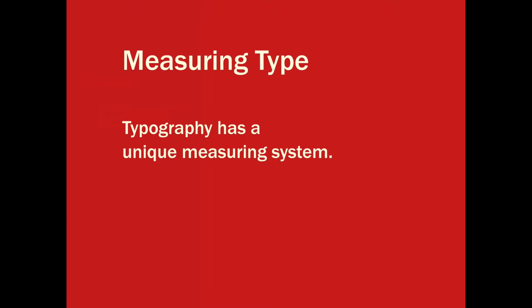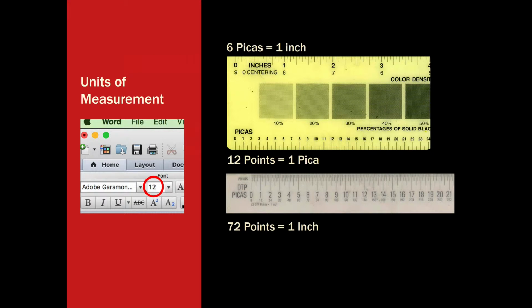Whenever we work with type, we work with a unique system of measuring, as far as I know, not used by anyone but typographers and graphic designers: points and picas. You may be already familiar with points because the developers of word processing software such as Microsoft Word adopted the typographic system of points and picas. So when you open up Microsoft Word and it shows you that your type size is 12, that's 12 points.